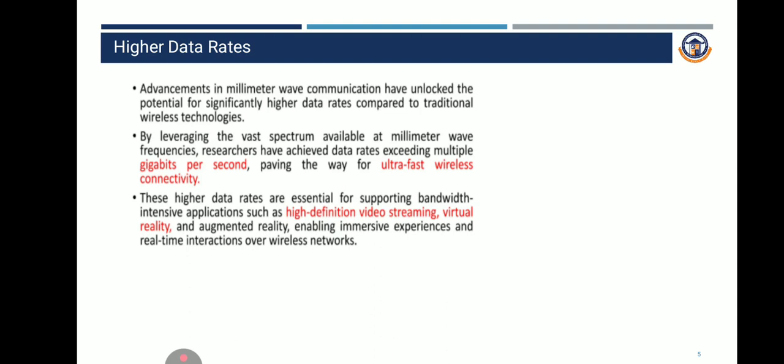Next one, higher data rates. Advancements in millimeter wave communication have unlocked the potential for significantly higher data rates compared to traditional wireless technologies. By leveraging the vast spectrum available at millimeter wave frequencies, researchers have achieved data rates exceeding multiple gigabits per second, paving the way for ultra-fast wireless connectivity.